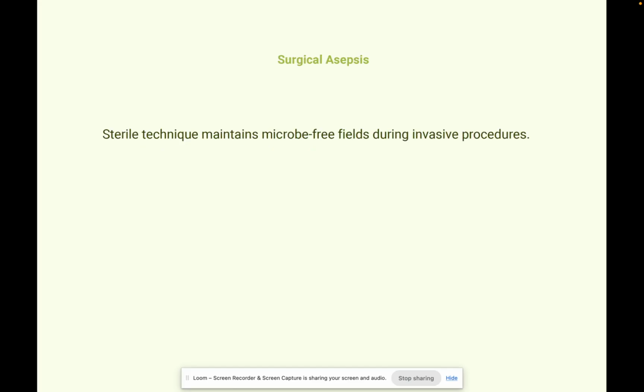Surgical asepsis. I said that we have two kinds of asepsis, medical and surgical. Surgical is a more sterile technique, making sure that it's a microbe-free field, because we usually do it in operating rooms, right? Because we do invasive procedures there, like big open wounds, where we need to cut the client's skin. So surgical asepsis is always recommended in surgical units or operating rooms.